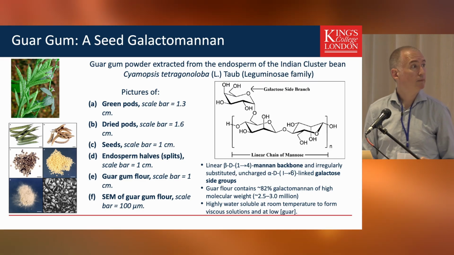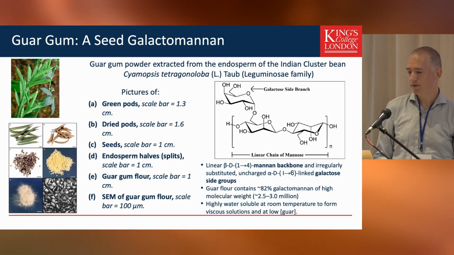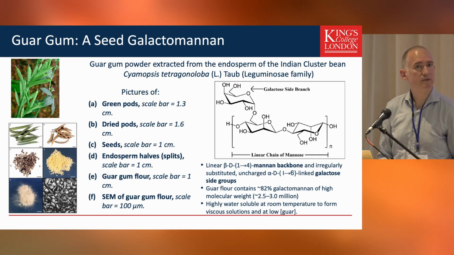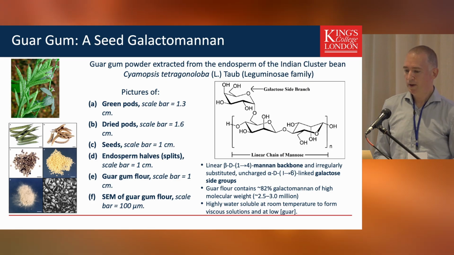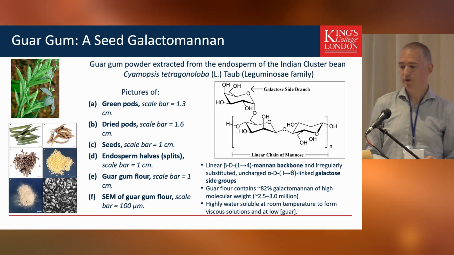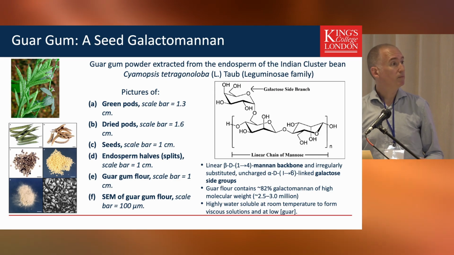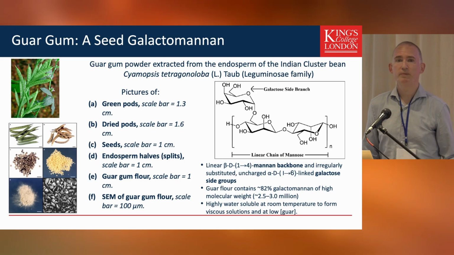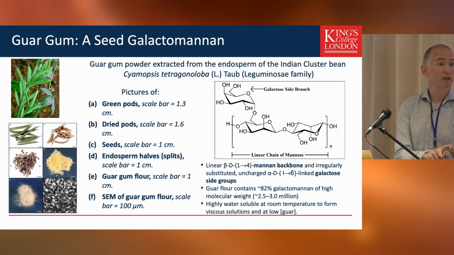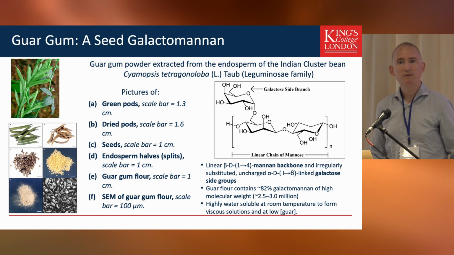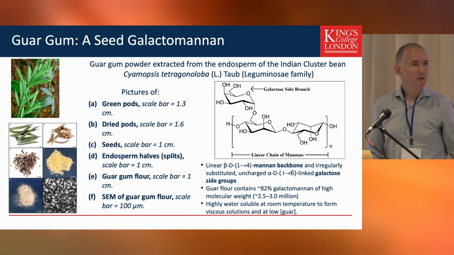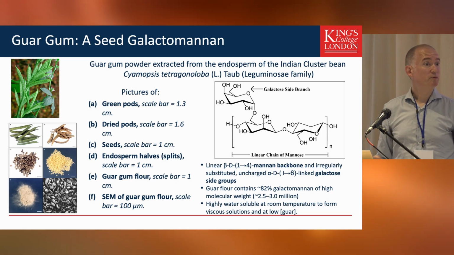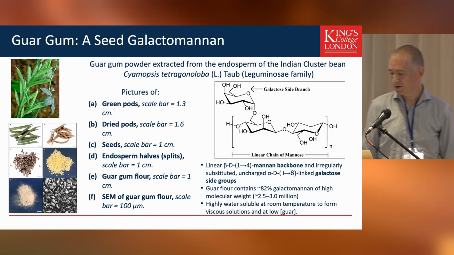As you can see here, it is a beta-D-1,4 mannan backbone with galactose side chains, and as a guar flour it contains about 82% galactomannan. It's water soluble at room temperature and forms a viscous solution at quite low concentrations. Obviously this depends not just on the temperature but the molecular weight. The higher the molecular weight, the higher the viscosity at lower concentrations, but how you get it into solution becomes more difficult as the molecular weight gets larger.